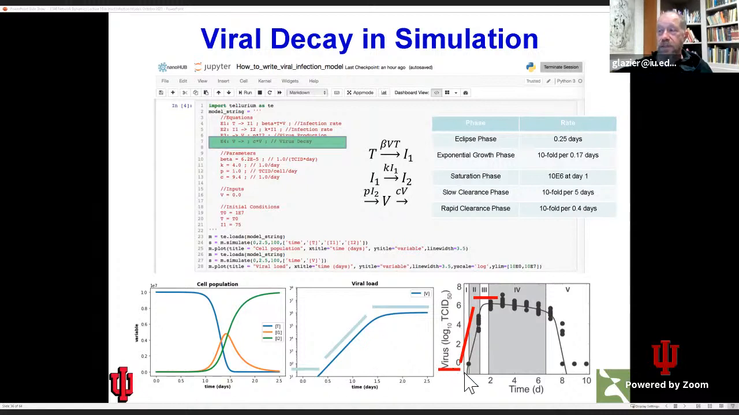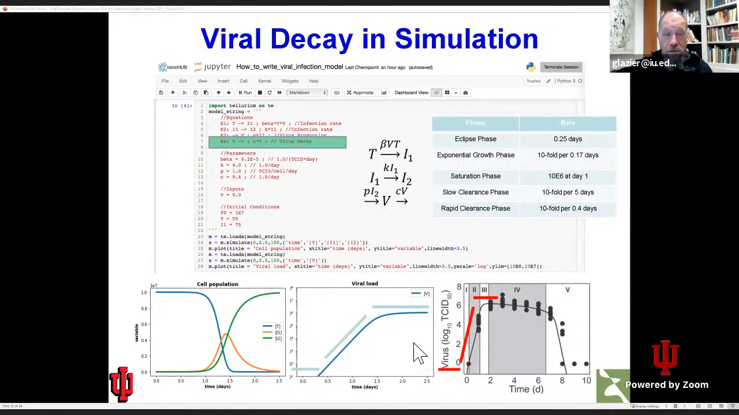We've now got the eclipse phase described, and we know that if we change the K constant here, we can change the duration of the eclipse phase. We've got the exponential growth phase, this number 2 phase described. And we know that that is controlled primarily by P, the rate of viral production, and beta, the infectivity of the virus. And now we've got the saturation of the virus, this 3 phase, and that 3 phase is controlled by C, the rate at which the virus decays. And so we have 3 regimes, and we can adjust those 3 parameters to be able to match those regimes.